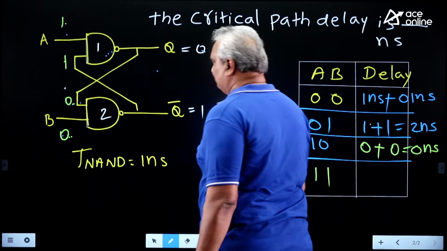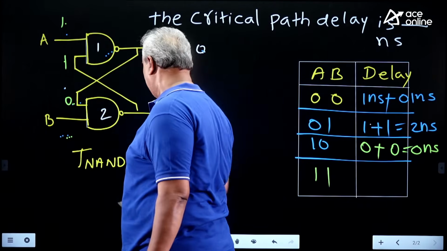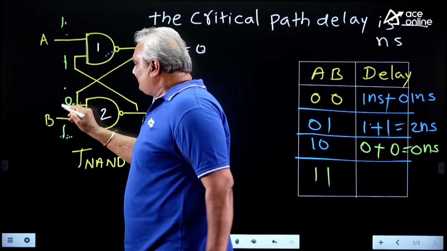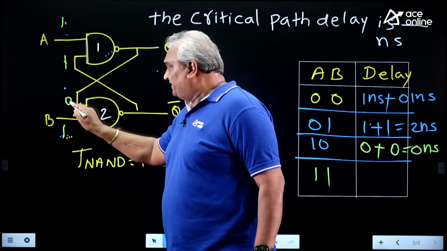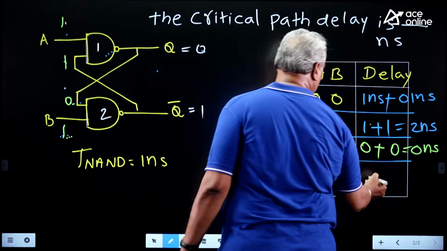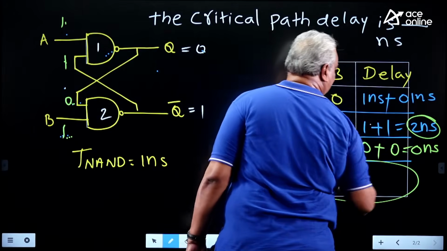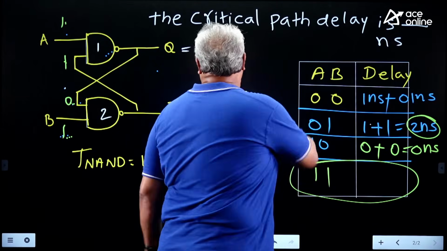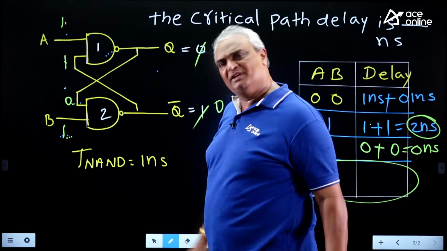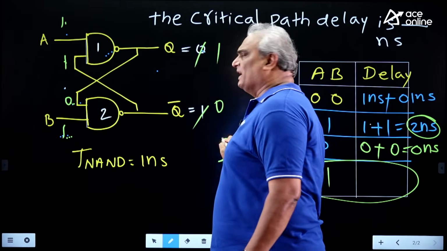Next, if you apply 1, 1, look here, if it is 1 and it is also 1. Now it is 1 and it is 1, it is 0. Since there is no change here, this output is also unchanged. Now, not needed to consider. Also in this, longest delay is 2 nanoseconds. At the same time, if you take the initial outputs 1, 0 in the place of the same, then also we get longest delay 2 nanoseconds. So our answer is 2 nanoseconds.